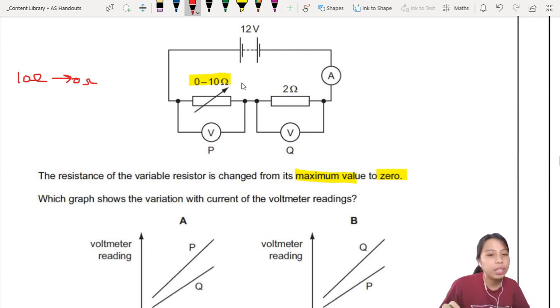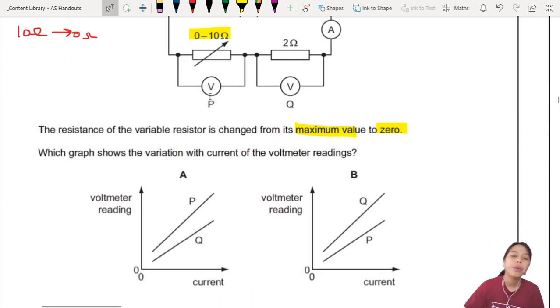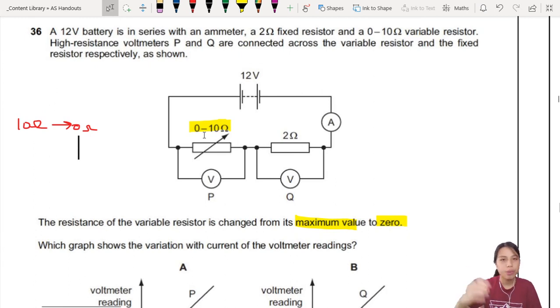Which graph shows the variation of current? Current is on the x-axis with the voltmeter reading. So you see, you have to think about how they change. Okay, so I'm going to write out step by step how we can think about this.